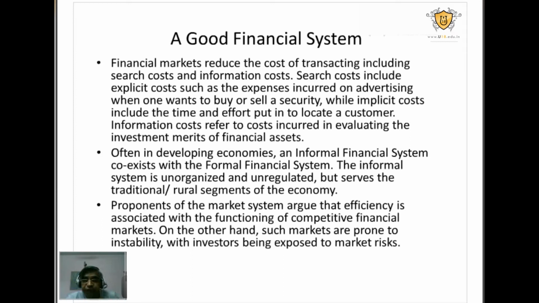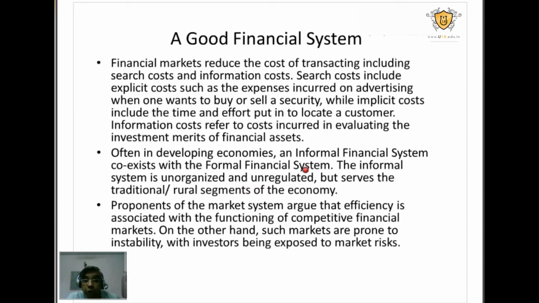Now, just to speed up what we have already discussed, financial markets reduce the cost of transacting, including search costs and information costs. As I said, it is easier today to access this kind of information, because if I spent a lot of time on it, then one, I'm spending the time without that knowledge, perhaps probably taking a wrong decision, and that implicit cost is the time and effort put in to locate a customer. In addition to that, I have to pay the fees of that information that I have accessed, or somebody has to pay the fees.